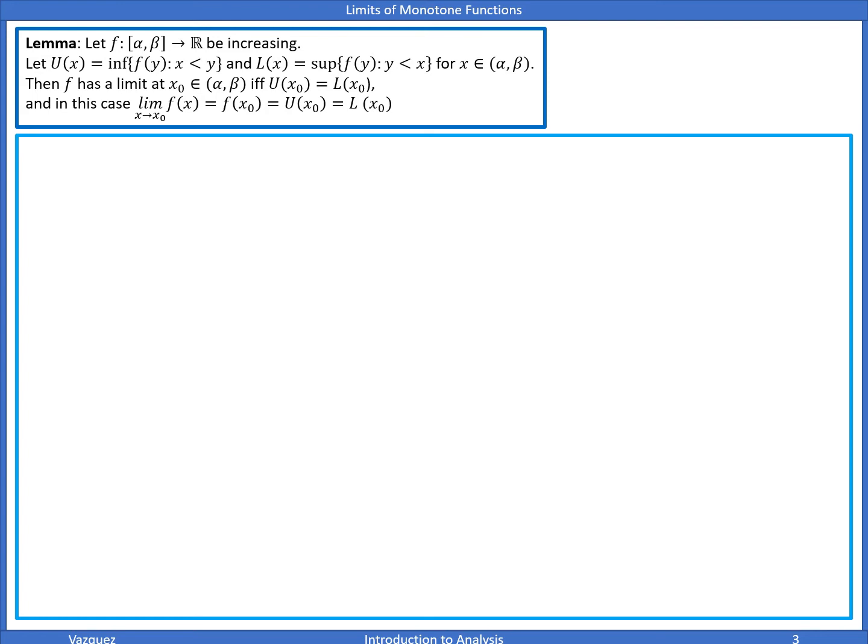So the lemma says that let f have domain a closed interval alpha to beta mapped to R, and let f be increasing. We're going to let u of x and L of x be defined as in the previous slide, where x is in the open interval alpha to beta. Then f has a limit at x naught if and only if u is equal to L. And in this case, the limit of f of x at that point x naught will be the same value as u of x naught and L of x naught.